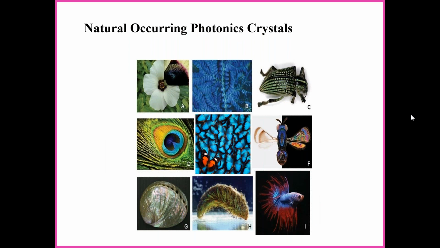Now we can also see naturally occurring photonic crystals. Here we have so many natural things: peacock feather, and then so many insects and fish. These are producing some sort of colors. So actually we can call these naturally occurring photonic crystals, because that light is forbidden through that material, the living beings. Therefore it is reflected. We can say that it is very beautiful.